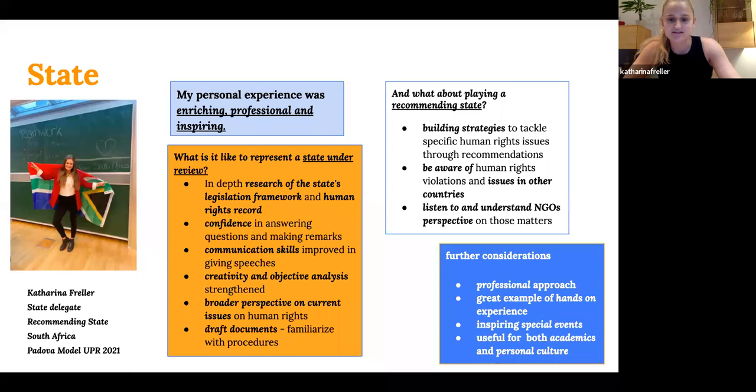Let's start with the states under review. Firsthand, you will be explained in a training session what kind of roles there are: states under review and recommending states. This will all be explained in detail in a training session. Acting as a state under review is a very enriching but also challenging experience.